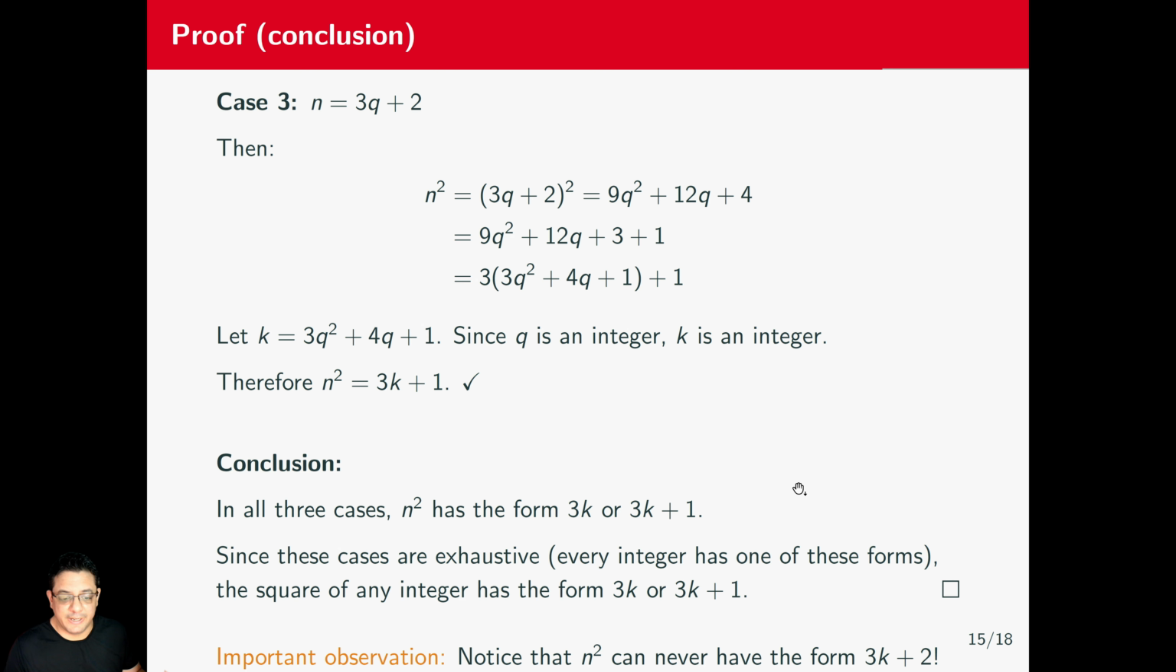In conclusion, all 3 cases of n squared are going to have the form 3k or 3k plus 1. Since this is covering everything, since every integer has one of these forms, then the proof is complete. Notice that n squared can never have the form 3k plus 2.